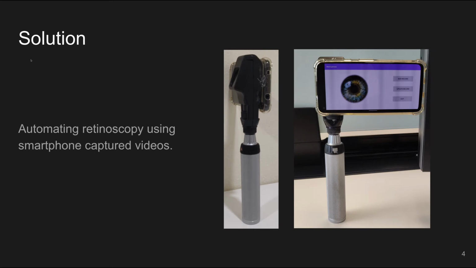Our proposed solution to democratize refractive error diagnosis is a smartphone-based system for automating retinoscopy. Such a solution alleviates the need of high skill requirement and increases the portability of manual retinoscopy by getting rid of the lens kit.